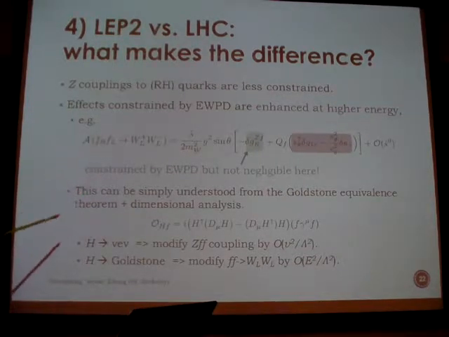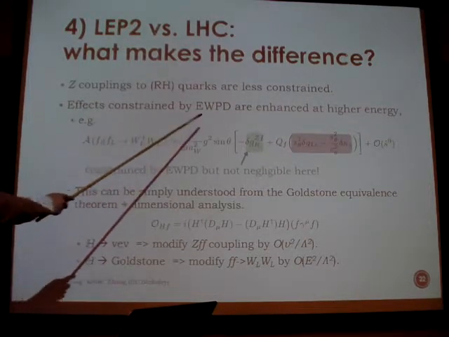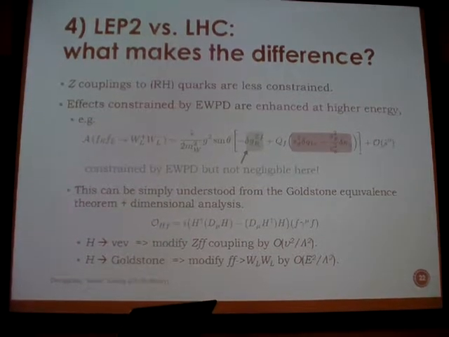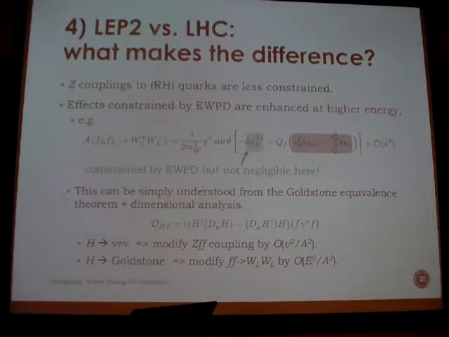There's a second reason which I think is more interesting and equally important, which is that the effects constrained by electroweak precision data are actually enhanced at high energy. So that's why I said it's not only the amount of data you have, it's also at which energy you're taking the data. So to see that, let's look at an example.